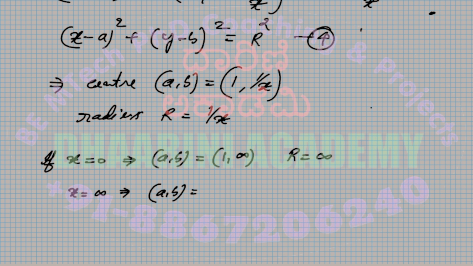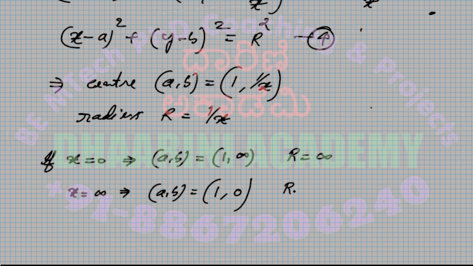What happens? What is the a comma b? Put b in the equation, put x equal to infinity. So anyway, a does not need any x, right? It's 1 only, but 1 by infinity is 0, correct? And what is the radius now? So radius of that circle should be 1 by infinity, 0, correct?